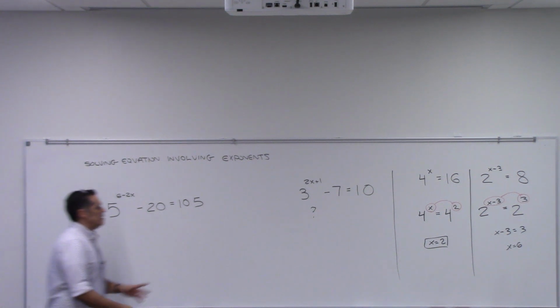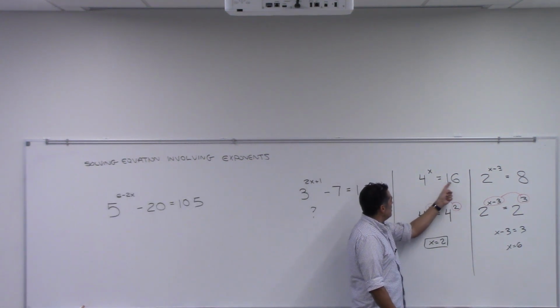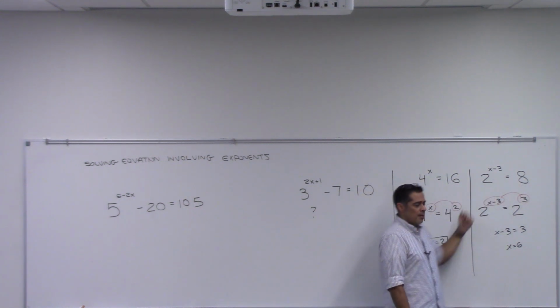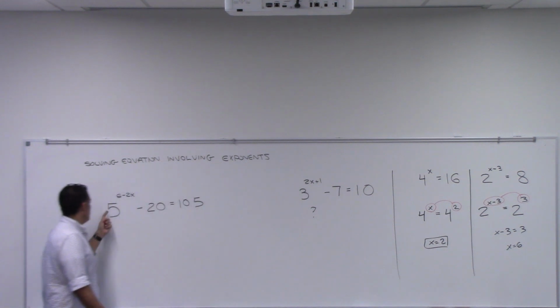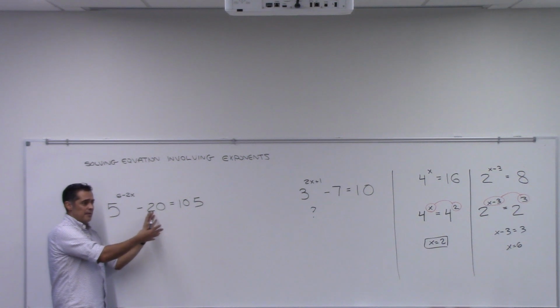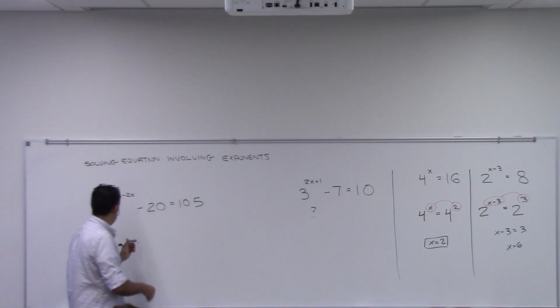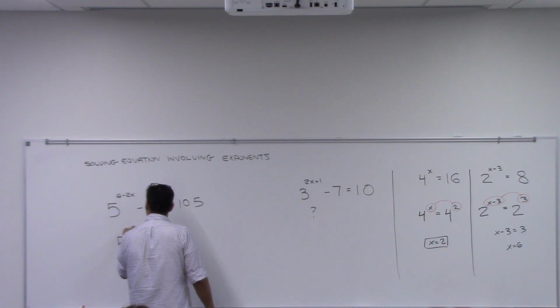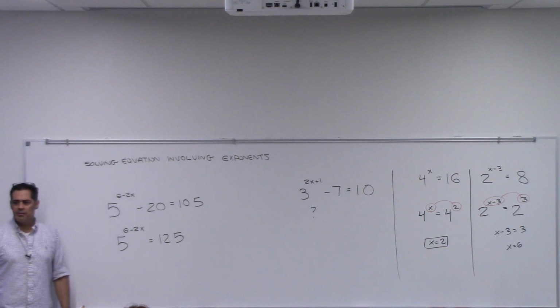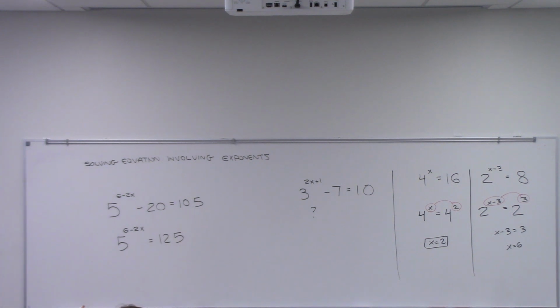So these two that I did, the thing that made these doable is the fact that I could tell that 16 is a power of 4, and I could tell that 8 is a power of 2. But here, I have 5 here, and my variable's here. The only way this is going to work is if somehow this is a power of 5. Is it? Add 20 to both sides. Is 125 a power of 5? Yeah, it's 5 cubed. 5 times 5 times 5.